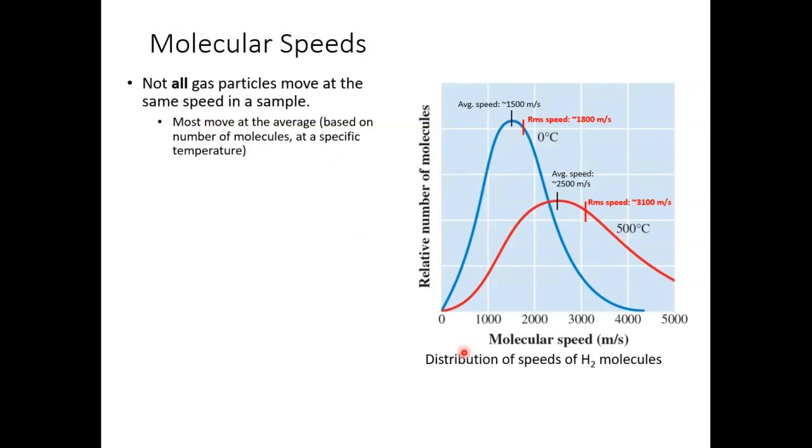That is how we end up with what is called a distribution. If every single gas particle was moving at the same speed, we would just have a bar graph, right? You would just have one sample, one number of particles all moving at the same speed. But we don't have that. What we have is a distribution. Some of them are moving much slower. Most of them are moving at the average. Some of them are moving much faster. Okay? Distribution.